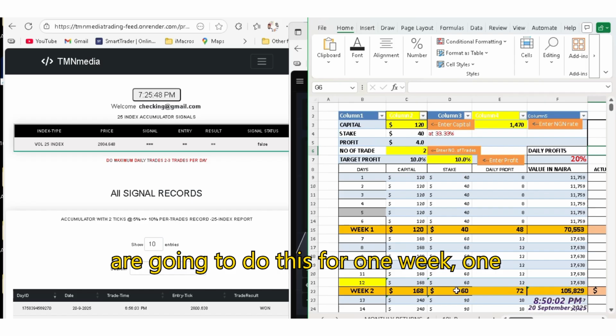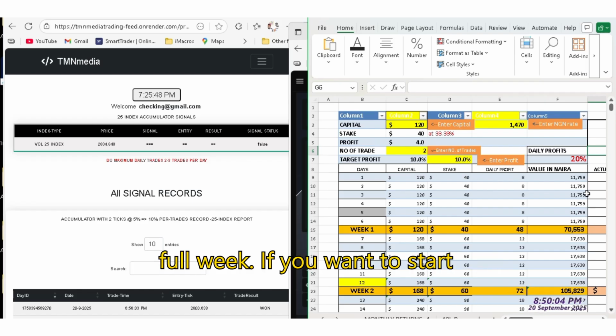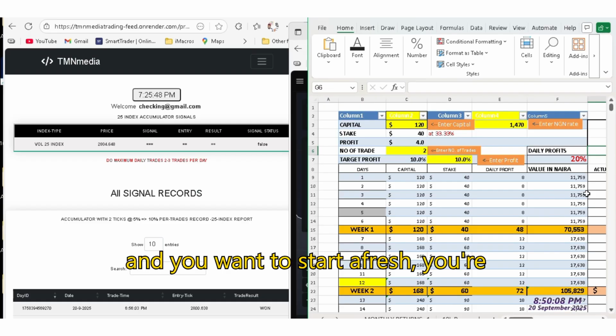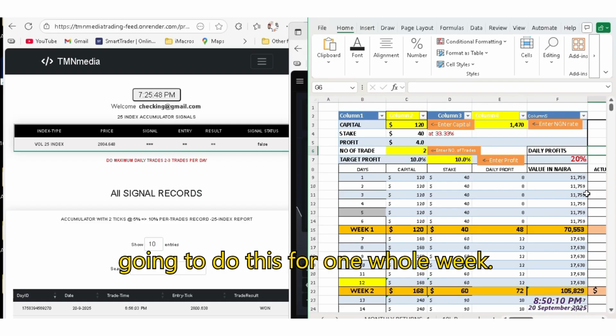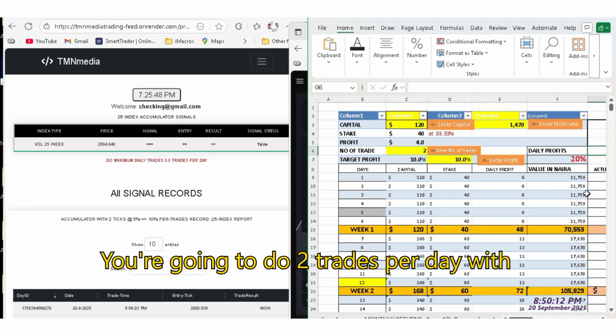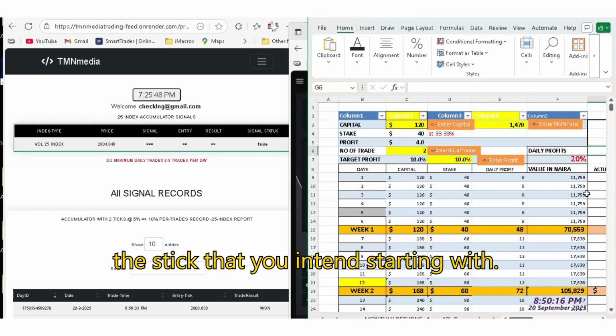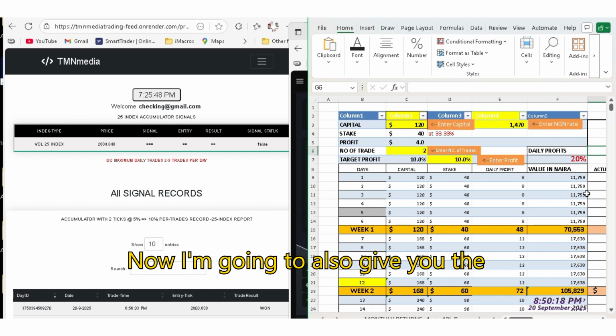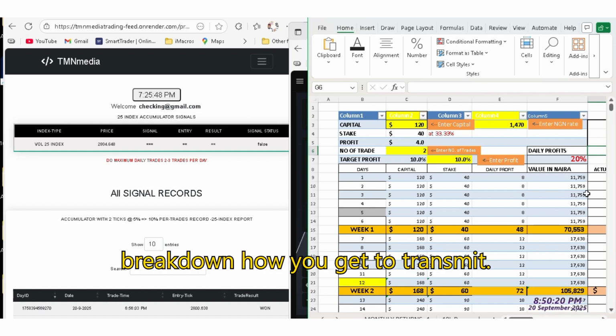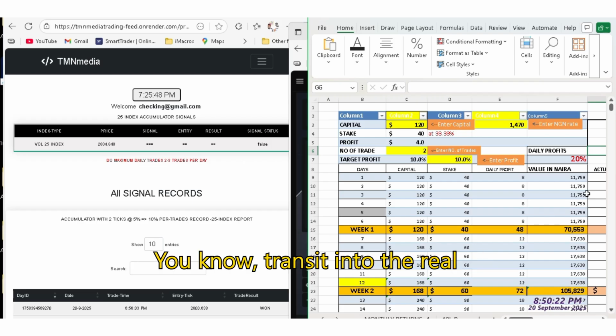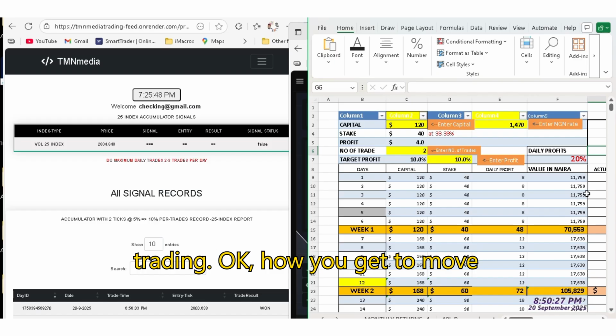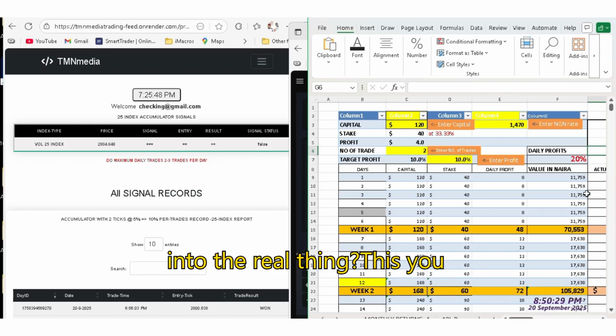Now, you are going to do this for 1 full week, if you want to start afresh. You're going to do this for 1 whole week. You're going to do 2 trades per day with the stake that you intend starting with. Now, I'm also going to give you the breakdown of how you transit into the real trading. Okay? How you get to move into the real thing. This you will do with demo.